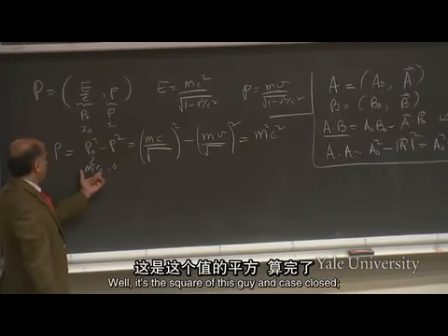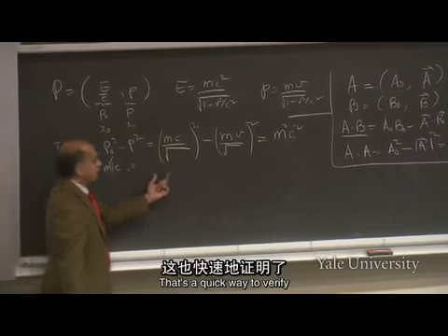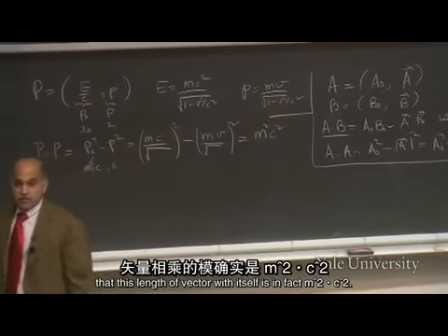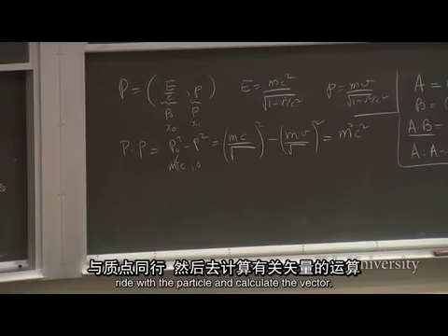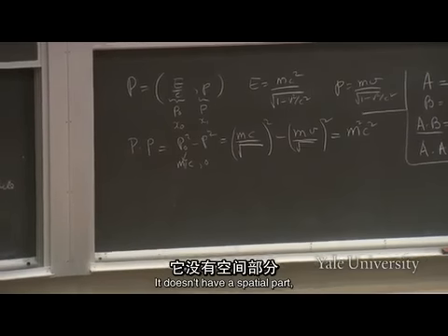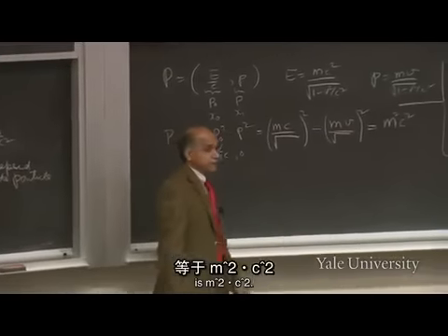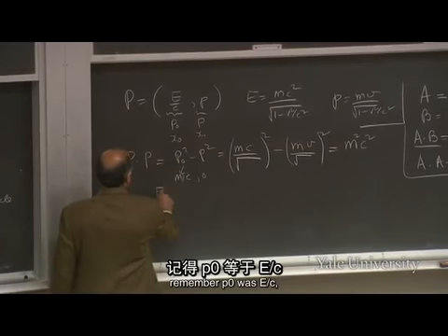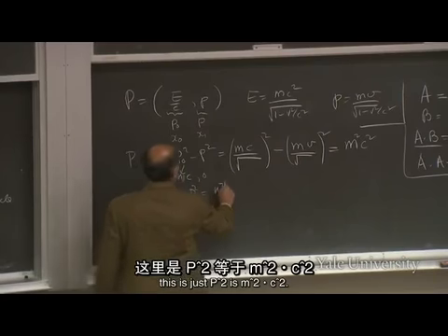What's the length square of this vector? Well, it's the square of this guy, and there's nothing here to subtract from it. So that's a quick way to verify that the length of the vector with itself is in fact m squared c squared. In other words, the trick is: ride with the particle and calculate the vector. Then the vector has only one component, namely mc; it doesn't have a spatial part because the particle is not moving according to itself. That's why P dot P is m squared c squared. So people write it also as follows. Remember, P0 was E over c. This is just P squared is m squared c squared.